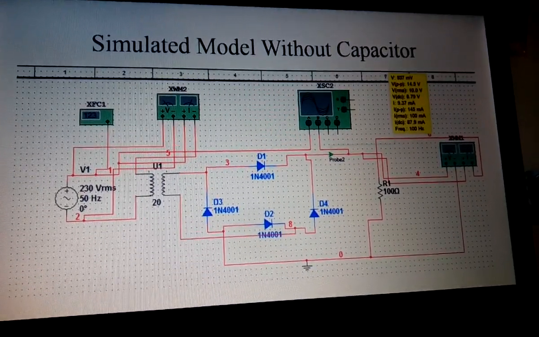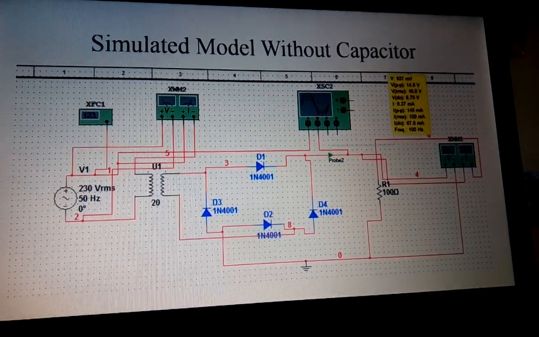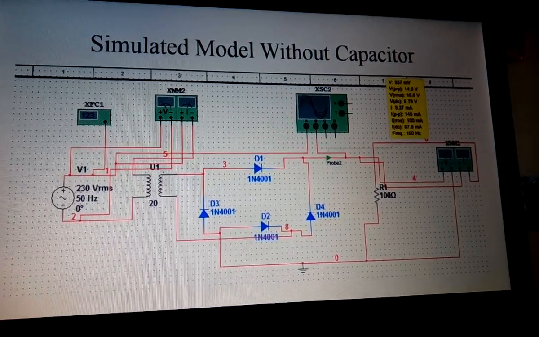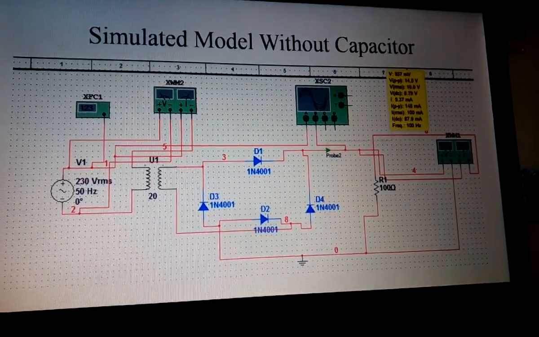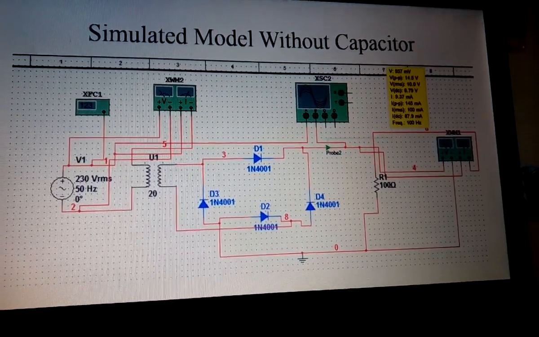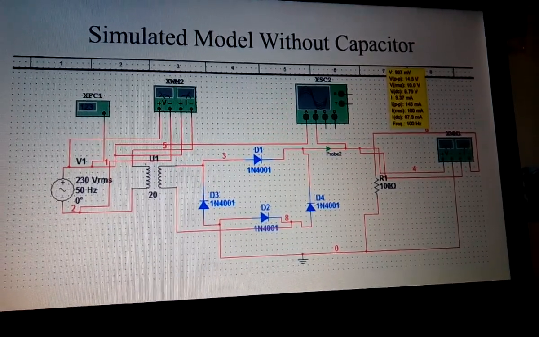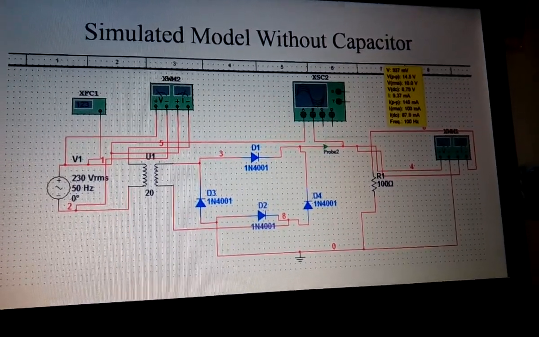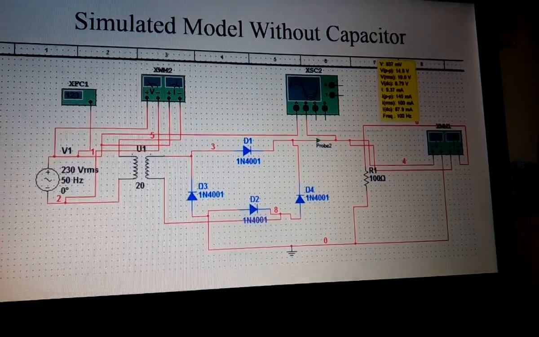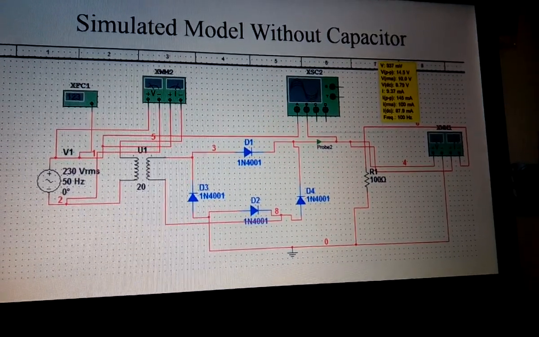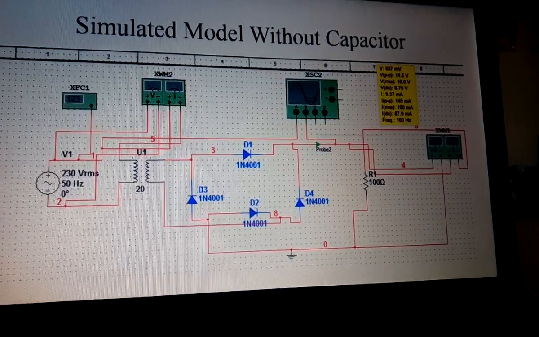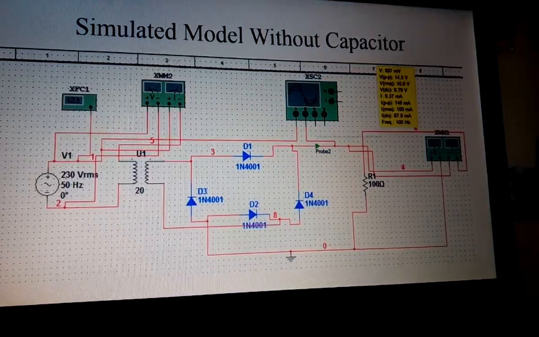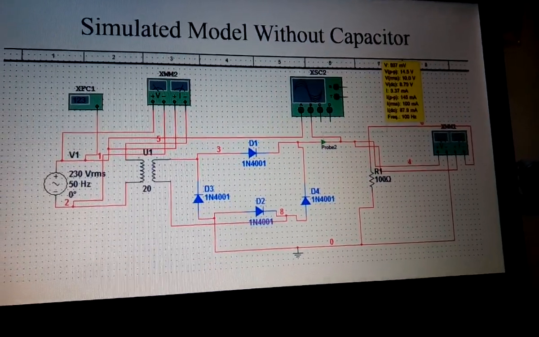Here is the simulated model. Now this model you have already seen in video 1, which is without a capacitor, that is, no capacitor is connected at the output with the load. Here the yellow box is called a probe in the software, which tells the value of the output. Now you'll see here VPP, which is representing ripple voltage, which plays an important role in the output waveform. So it should be minimum to get an effective output voltage.